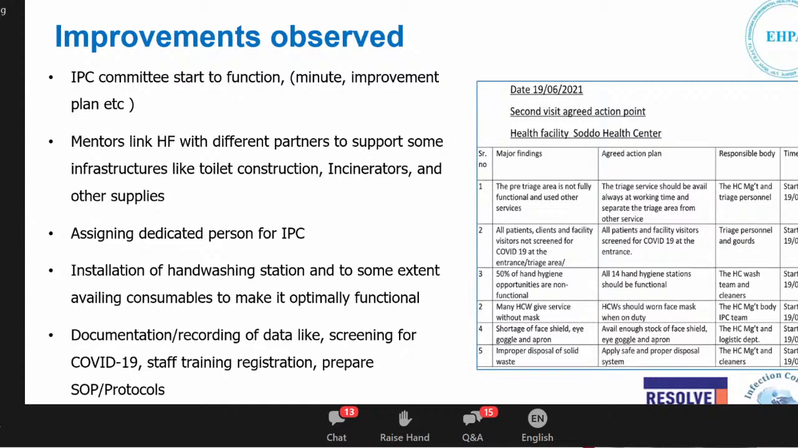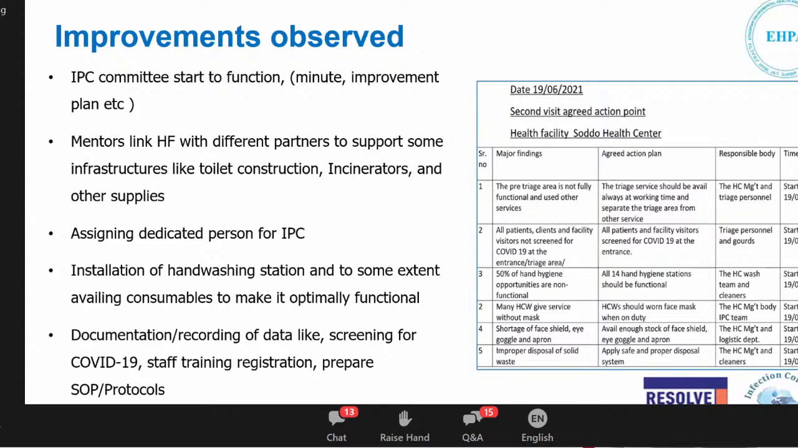Mentors also link health facilities with different partners. One of the problems, which I am going to talk about in a minute, is supply and infrastructure. So mentors try to link the health facility with different partners and government structures so that they can have support in areas the project is not covering. For example, infrastructure issues like toilets and incinerators, which require high investment cost.